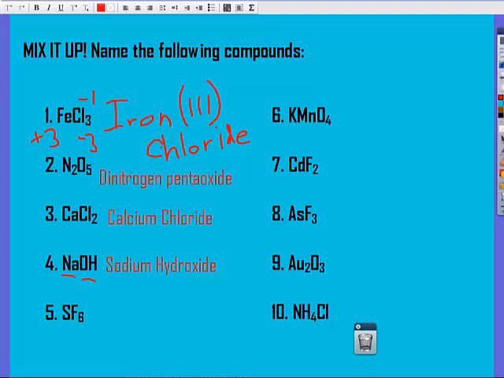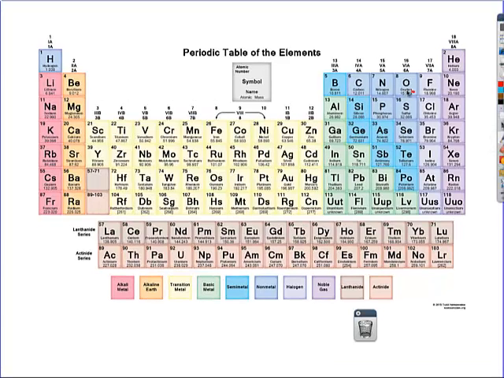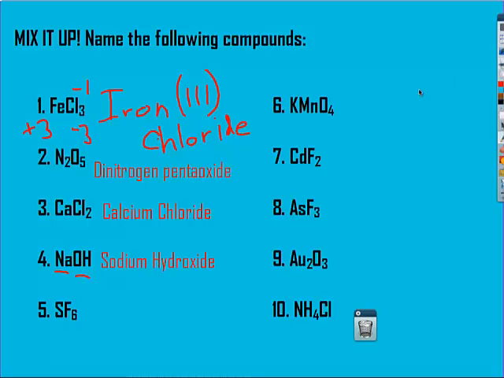Next one. Let's look at this one. Here I have S and F. S is right here. F is right here. Oh no, they're in the same section. We have to put the names in the front now. Okay, all those prefixes that you just learned, you got to put them because they're in the same section. So let's go back. Don't put mono for the first one, so it's just sulfur.